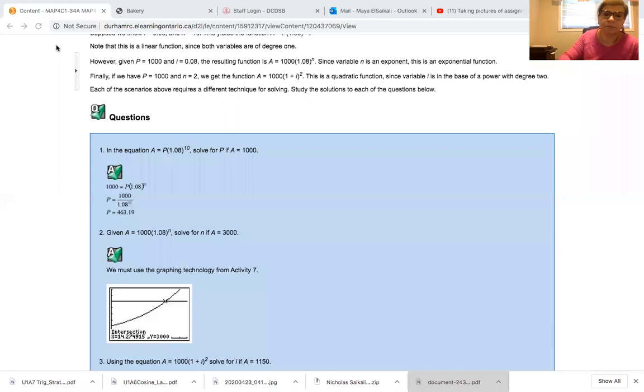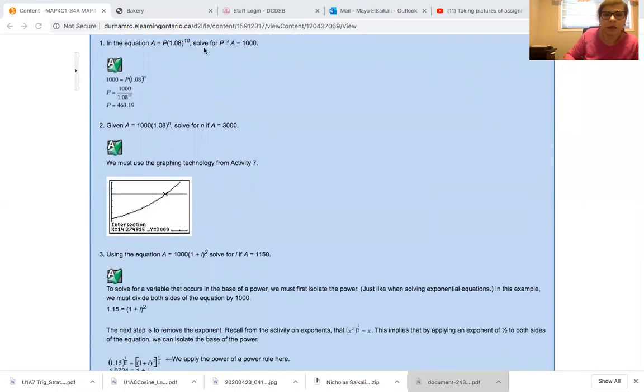Now, given A equals 1,000 times 1.08 to the power of n, solve for n if A is equal to 3,000. All right, so what I have here is that 3,000 is equal to this whole thing. Now, I don't know what n is, and I need to solve for that. I can sit down and do guess and check, right? So we can try different numbers for n until I get the answer. This might take a long time.